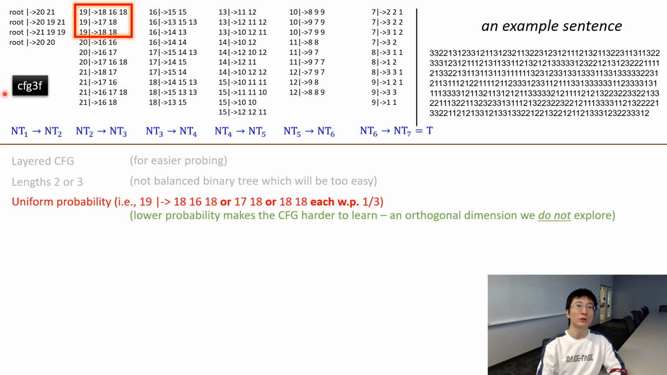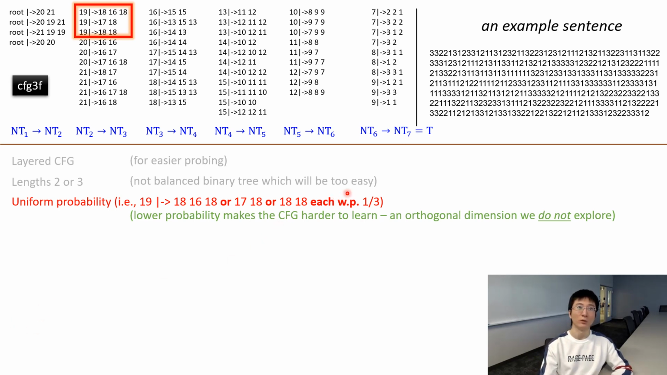In principle, for a CFG, you can also define a probability for each rule to be applied. For instance, given a non-terminal symbol 19, you can define 3 probabilities, each corresponding to the probability that you apply the first rule, the second one, and the third one, and so on. But in our paper, for simplicity, we just assume the probabilities to be uniform. If the probabilities for certain rules are much lower, for instance 10 to the negative 8, then such a rule will hardly ever be sampled, and it will make the CFG much harder to learn, right? But I claim that non-uniform probability is an orthogonal dimension compared to the difficulty of learning a structured, layered, tree-like CFG. Therefore, we wish to disentangle this difficulty from the difficulty of the CFG alone, which comes from the tree side of the CFG.